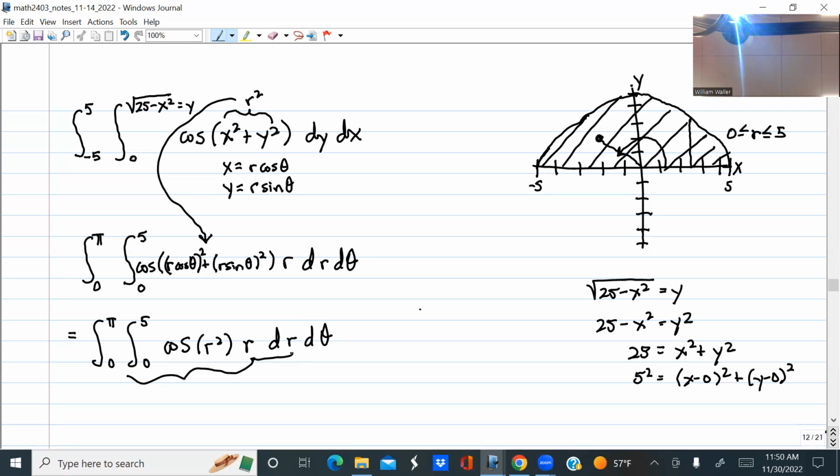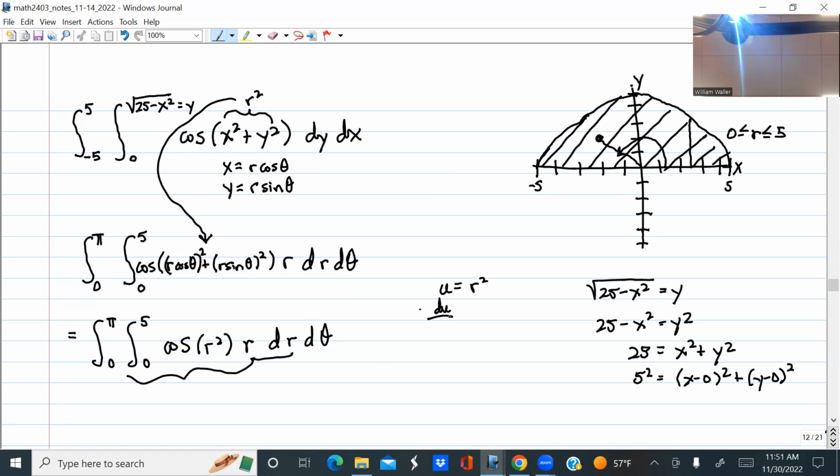So we're integrating a cosine, right? Generally when you integrate a cosine, what's the antiderivative of cosine? Pretty easy, right? It's just sine, right? But unfortunately, this is not just cosine of r, this is cosine of r squared. So we're going to have to do a little bit of substitution. All right. So let's let u be r squared.